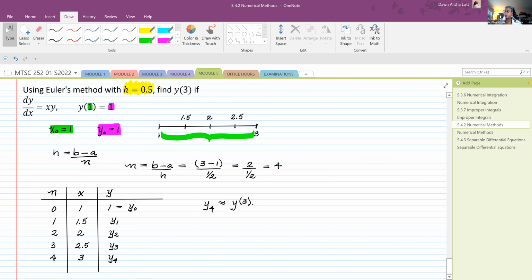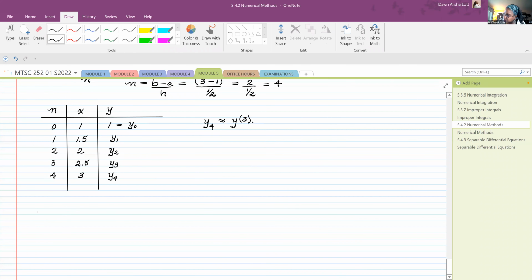Okay, I'll give you a hint. Remember, the standard form of the differential equations we're solving is dy/dx is equal to f of x, y. And the problem I gave you is dy/dx is equal to x times y. So that says that f of x, y is just x times y.